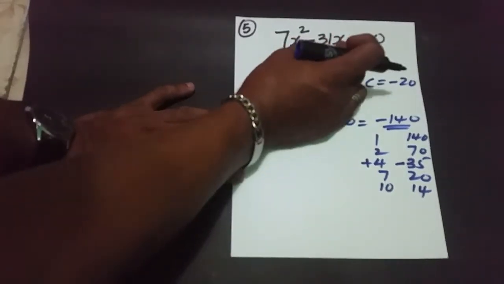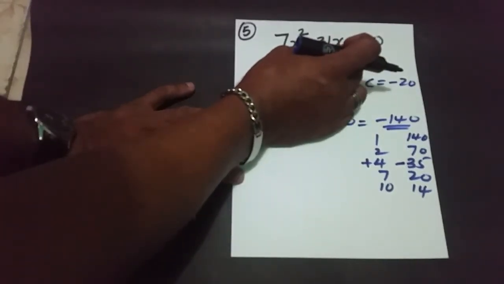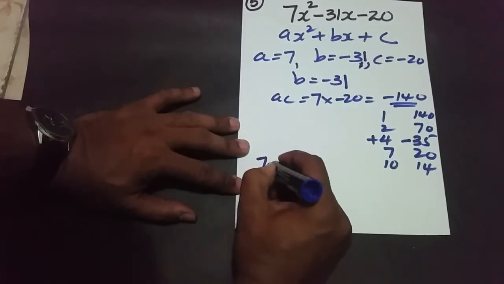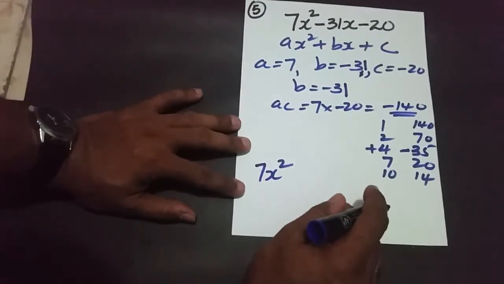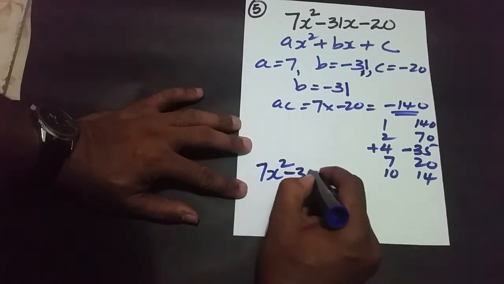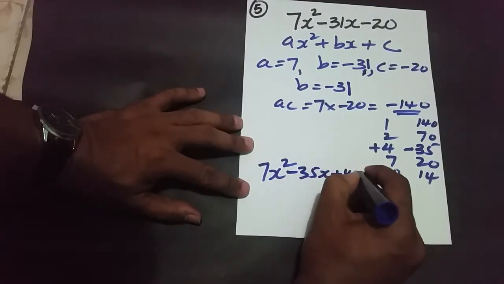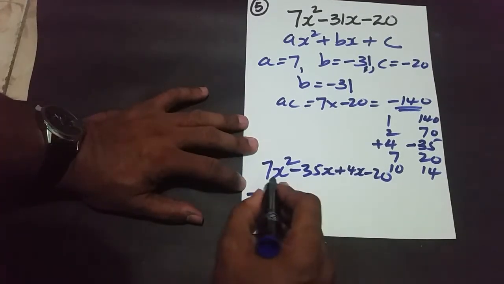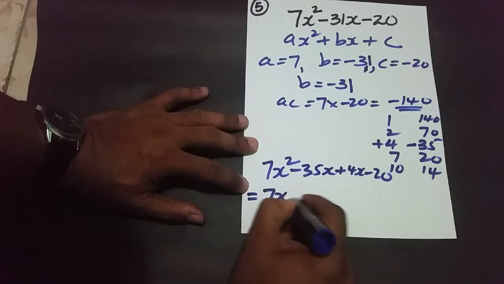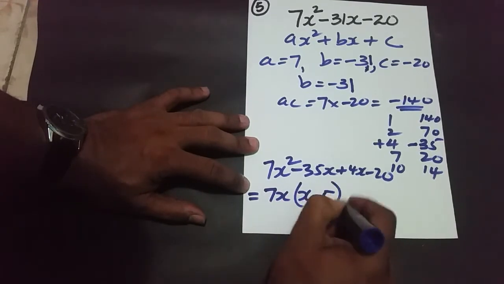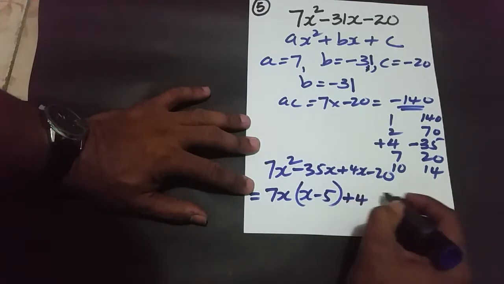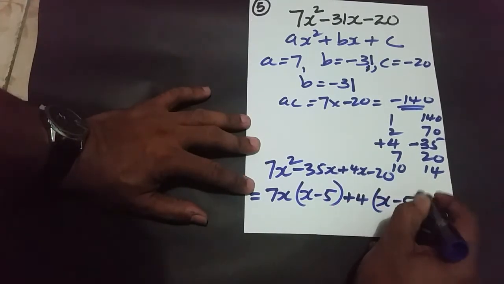So I'm going to break up this into those 2 pieces now, negative 35x and positive 4x. So I'm just going to rewrite that. So it's 7x squared, all right, minus 35x plus 4x minus 20. So now I can go ahead and factorize by grouping. So 7x is common here, so it's x minus 5. And then when I look at positive 4x and negative 20, positive 4 is common, and x minus 5 is there.